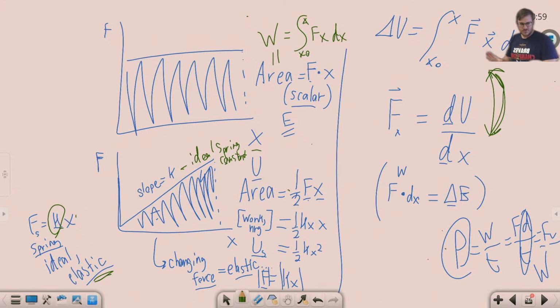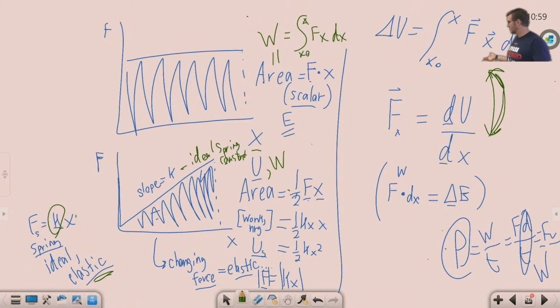So one more step further. The slope is K, that's the ideal spring constant. If we take the area of this force versus X graph, we said the area is equal to energy, U or W, some sort of change to energy. The area of a triangle is 1/2 base times height. So 1/2 X times F, or 1/2 F times X. The height of that triangle is F, the base is the X part. That's how you find the area of that shape.